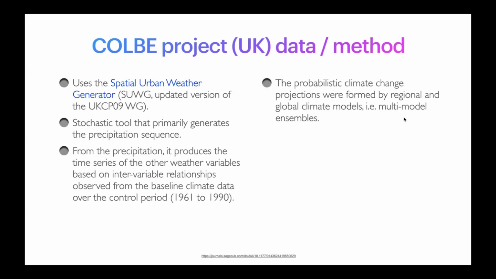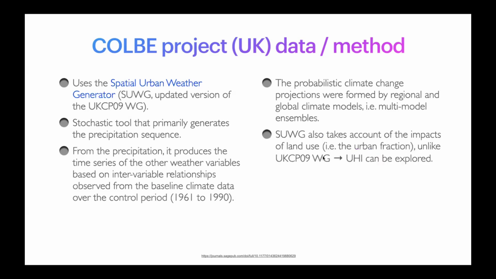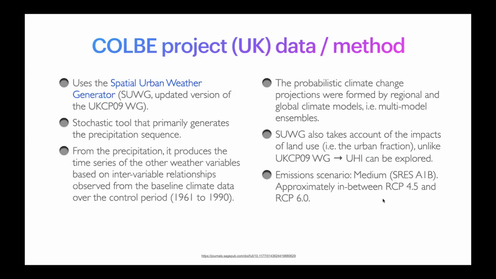So essentially, it's a continuous thing. So you can take it to produce different slices of weather for past, near future, middle future, and distant future. And this is using a set of climate models, regional and global. The beauty of the Spatial Urban Weather Generator, the SUWG, is that it also takes into account impacts of land use. So elements of the UHI are implicit within the data that the weather generator produces.